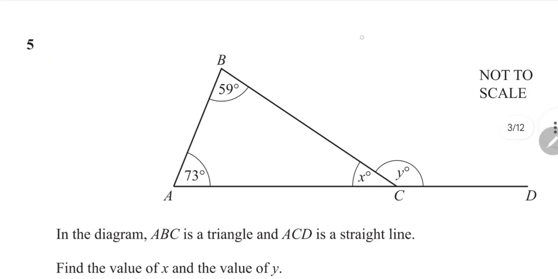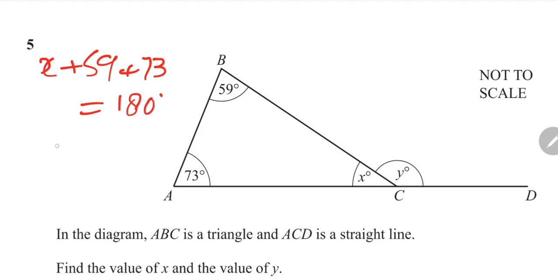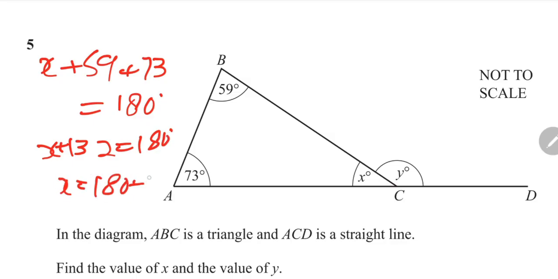So x plus 59 plus 73, the sum of all these angles will be 180. Now add them: 59 plus 73 is 132. So x plus 132 is equal to 180, or x is equal to 180 minus 132. So it's 48. The value of x is 48 degrees.